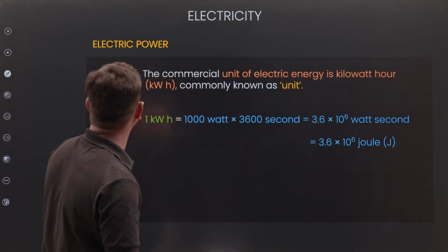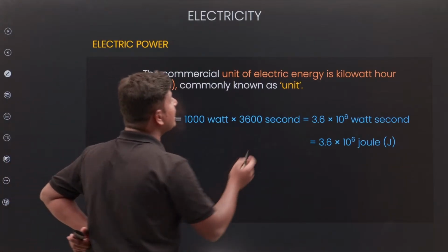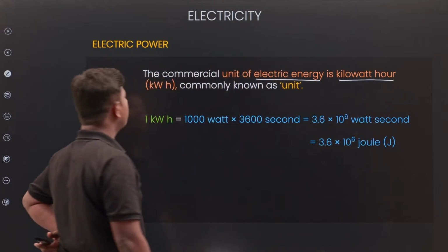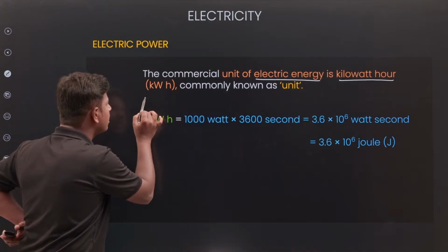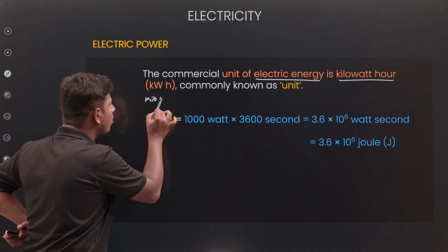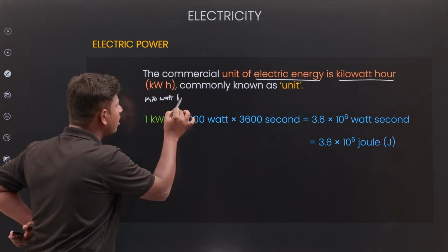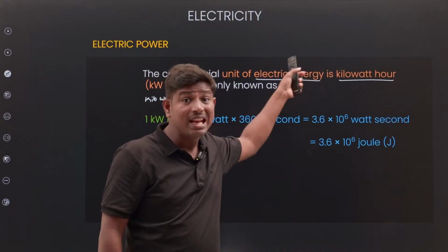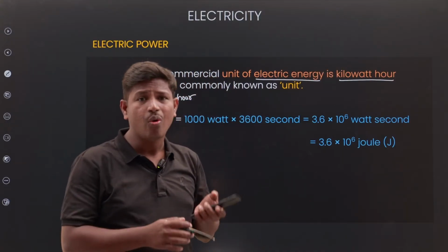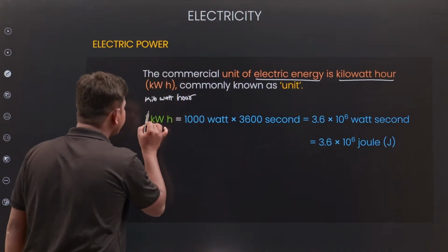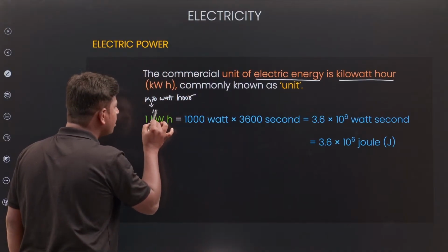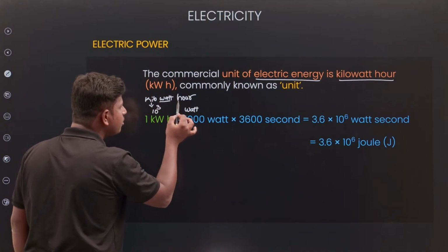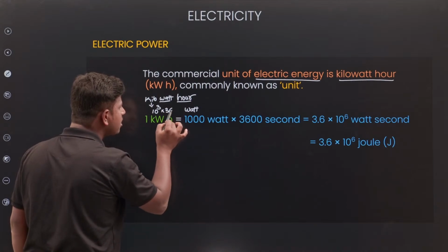Next, the common unit of electrical energy is kilowatt hour. See, which is that? Kilowatt hour. Kilowatt hour is the unit of energy. It's a common unit. So kilo means how much value? Kilo means 10 to the power of 3. Hour means 3600 seconds.